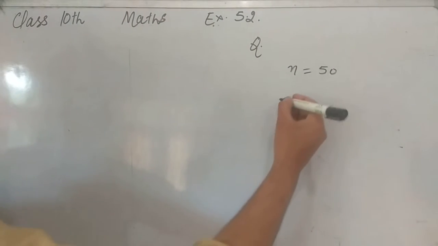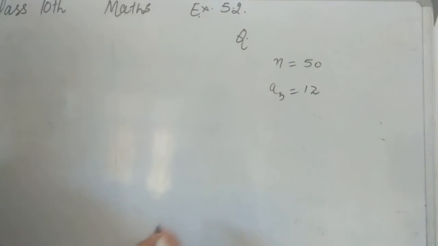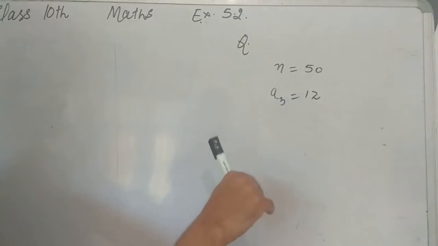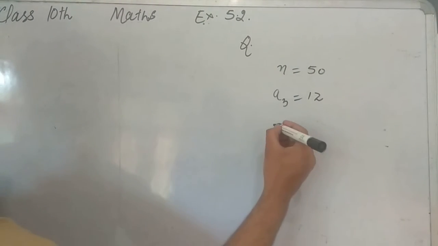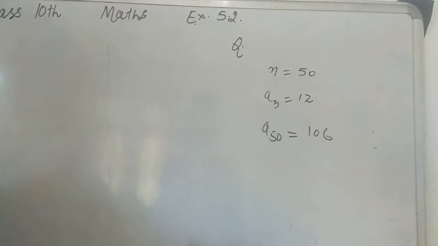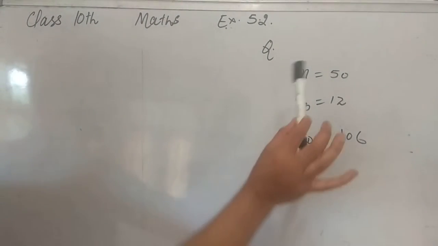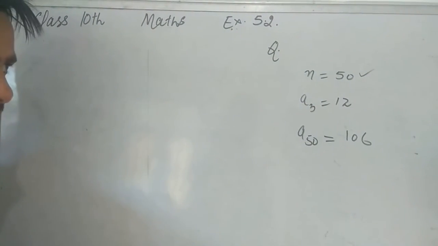उसी arithmetic progression की third term means A3 is equal to 12. And the last term of this arithmetic progression, अगर इसकी total number of terms 50 है, therefore A50 वो उसकी last term होगी that is equal to 106. Number of terms is 50.